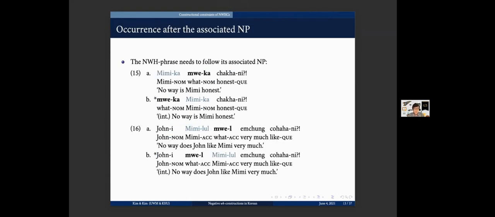And the NWH phrase needs to follow its associate NP. So in 15A, 미미가 뭐가 착하니? This sentence is okay, but in B, 뭐가 미미가 착하니? We think this sentence is ungrammatical because the NWH phrase cannot precede its associate NP, 미미가. And also similarly in 16A, 자니 미미를 뭘 엄청 좋아하니? This is a grammatical sentence. But in B, 자니 뭘 미미를 엄청 좋아하니? This is ungrammatical because this NWH phrase also cannot precede its associate NP, 미미를.